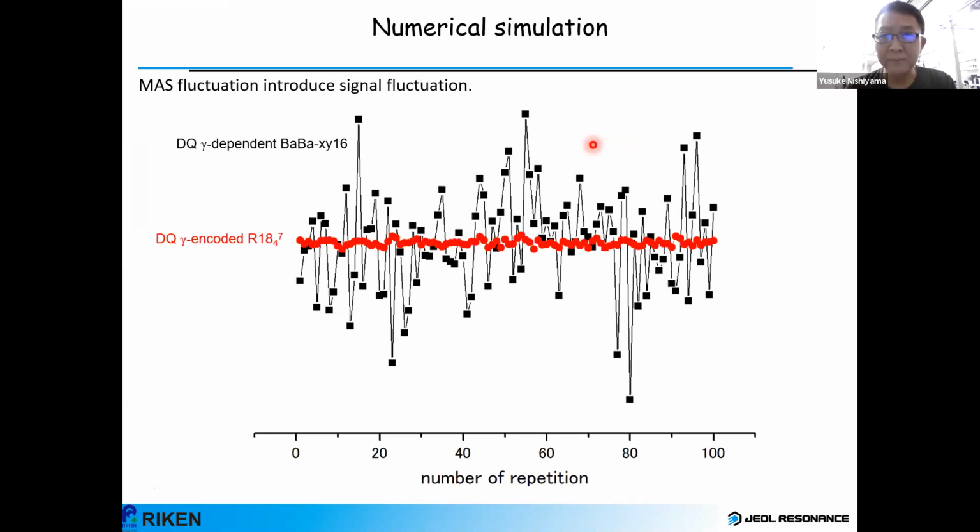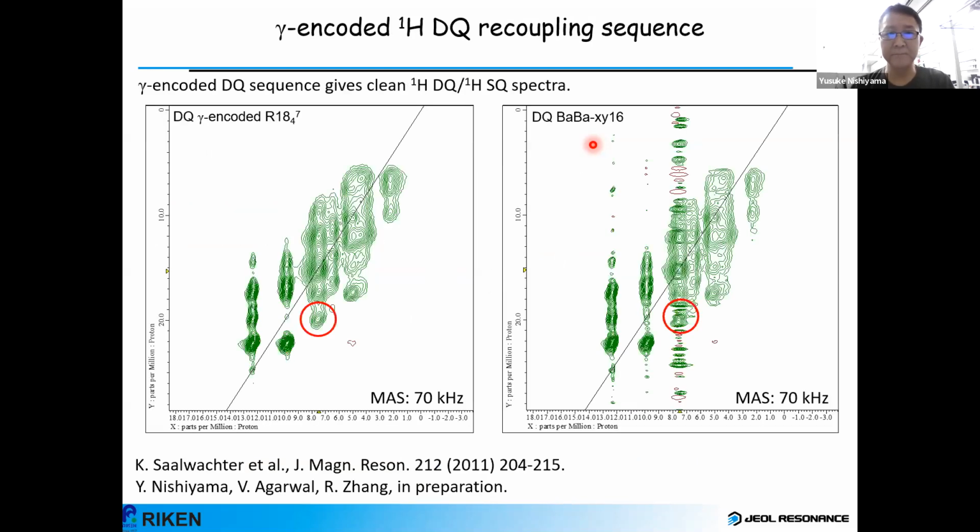This is also verified by numerical simulation. This is experimental verification, the comparison of gamma-encoded sequence and BABA sequence. First, you can see the BABA sequence gives us T1 noise, but this noise is suppressed in the gamma-encoded sequence. This is especially important when looking at the signal close to the strong peak. In the case of the BABA experiment, because of the huge T1 noise, this signal is almost suppressed, but we can clearly see it in the double quantum gamma-encoded sequence.